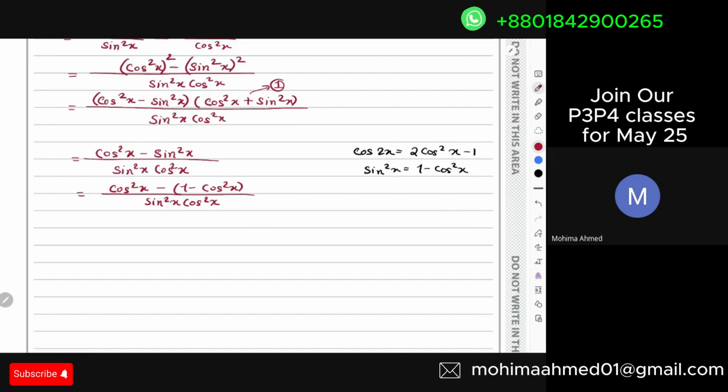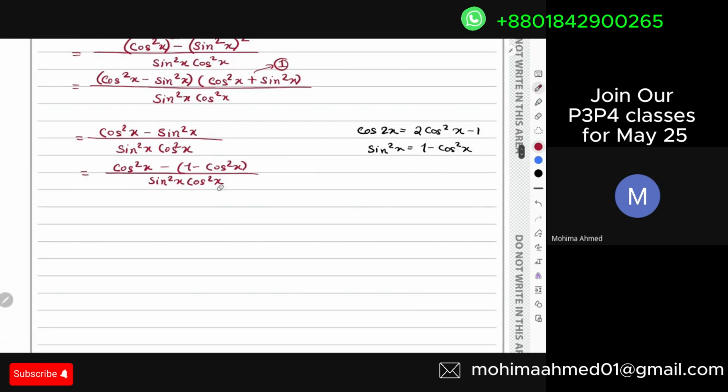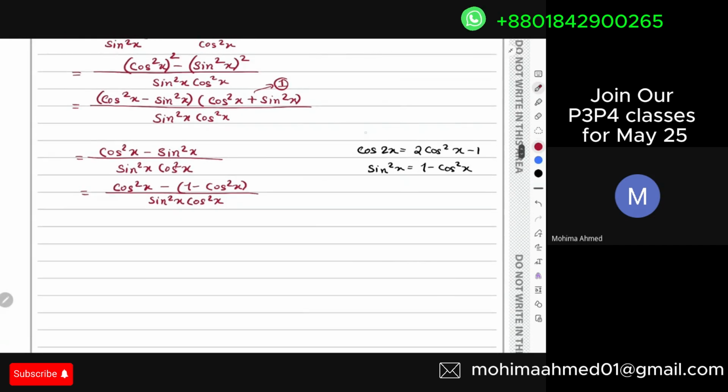Wait, can I break this down? One minute, I think I can. Over here, I can also consider the other equation. The other value for cos 2x was actually 1 minus 2 sine square x. So if I break this down, 1 minus sine square x, that will multiply this as 1 minus sine power 4x. Sine power 4x doesn't have any value, no.